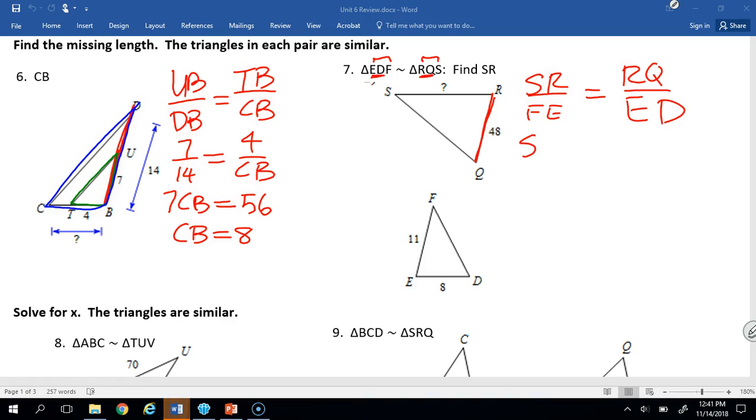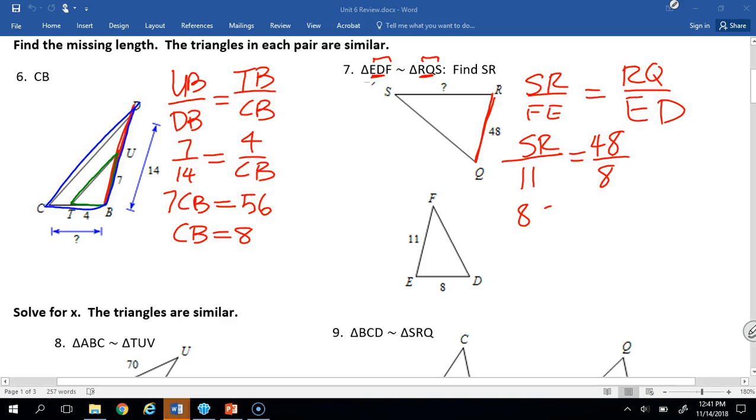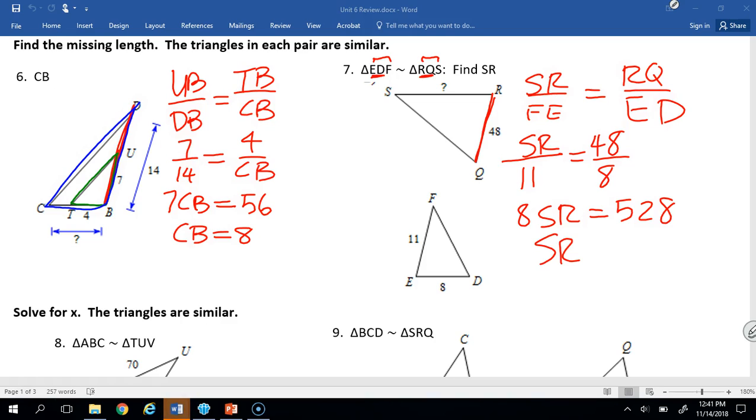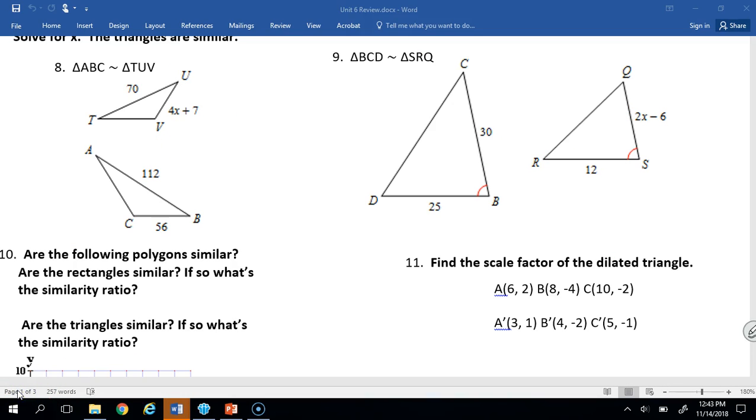So this is going to be SR over 11 equals 48 over 8. I'm going to cross multiply again. It's going to be 8SR is equal to 11 times 48, which is 528. And we're going to divide both sides by 8. So SR equals 66. So 8 and 9 say solve for x. The triangles are similar. Use the similarity statements to set up the problems.